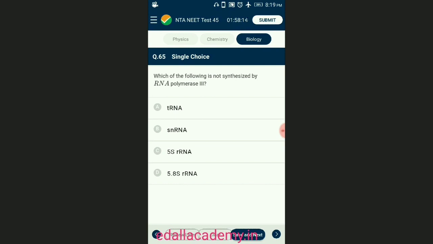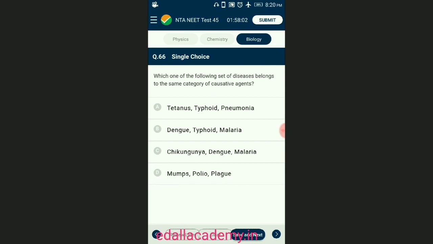So the answer for this question is option D, 5.8S ribosomal RNA. Question number 66. Which one of the following set of diseases belong to the same category of causative agent?